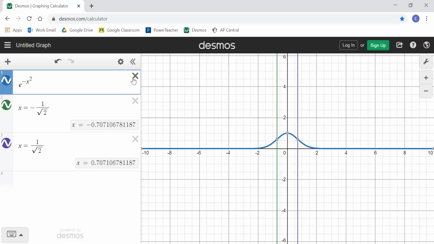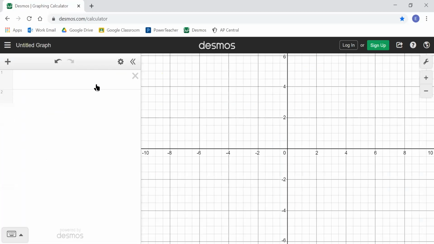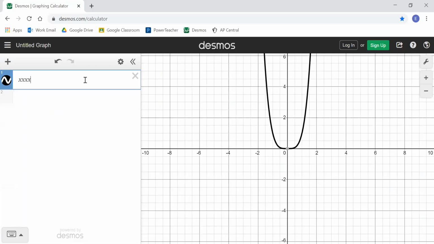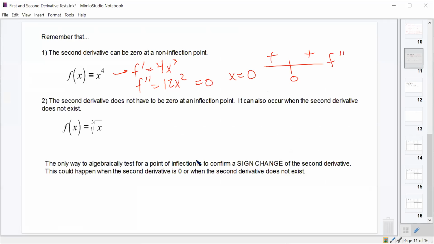And if we look at x to the 4th, we should know what x to the 4th looks like, but there it is. It's just this quartic function. It's got a local minimum at 0, but it doesn't have a point of inflection at 0. And also, we want to make sure that we do look for places where the second derivative doesn't exist.